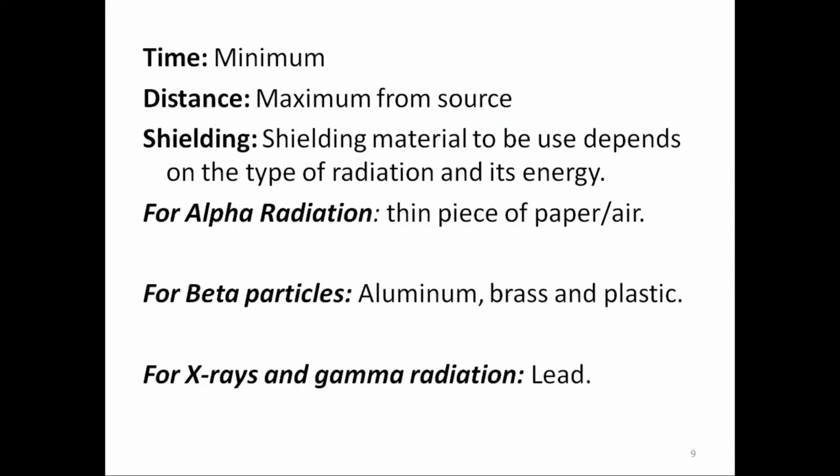The time should be maintained minimum, distance should be maintained maximum from the source, and the shielding material should be used to protect an individual from radiation hazards. The shielding material will be chosen depending on the type of radiation and its energy. For alpha radiation, a thin piece of paper or air is used. For beta particles, sheets of aluminium, brass or plastics are used. For X-ray and gamma radiation, lead is used.